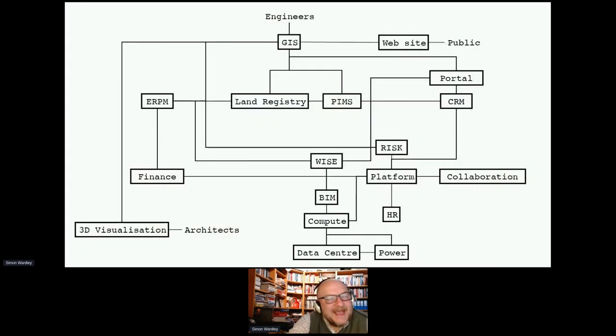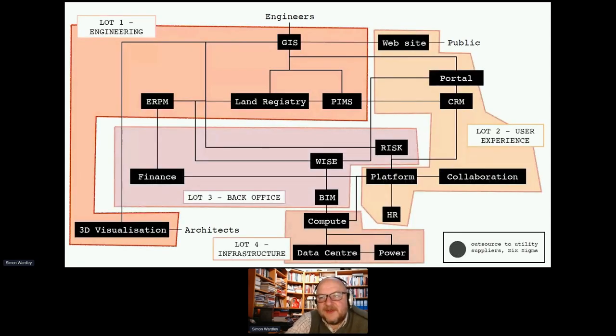Anyway, here's James's problem. This is the systems graph for building HS2 in a virtual world. And James's issue was, how do I manage this? Typically in government in those days, we used to go, let's outsource it all. And we used to break it into simple lots. Like we'd have lot one, engineering, because that's engineering stuff, we'll put that together. Lot two, user experience, we'll put all that stuff together. And lot three, back end. And we'd separate these off into contracts.